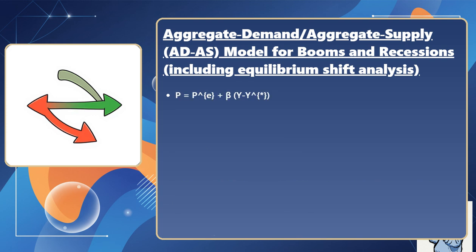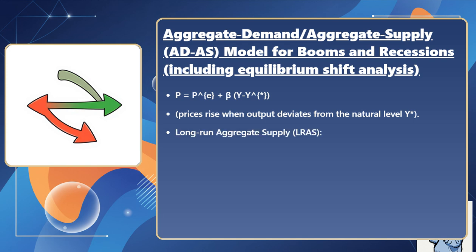Short-run aggregate supply, SRAS: P = P^e + β(Y − Y*). Prices rise when output deviates from the natural level Y*. Long-run aggregate supply, LRAS: Y = Y*, a vertical line at Y = Y*, the economy's potential output.